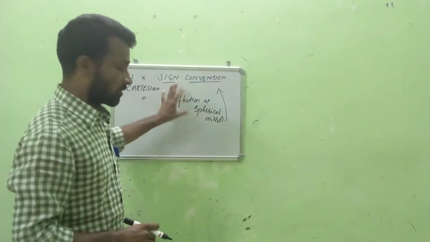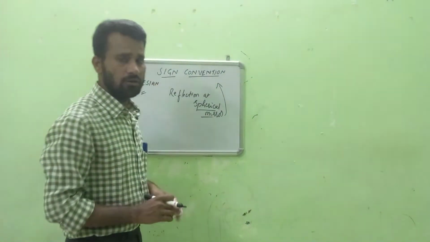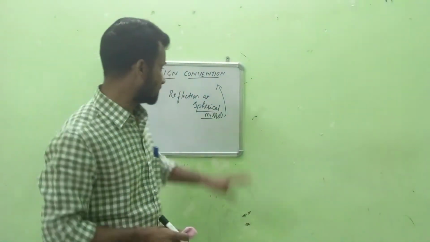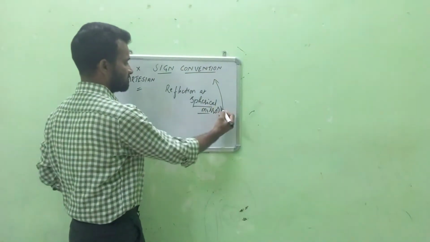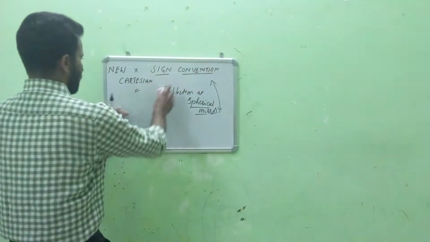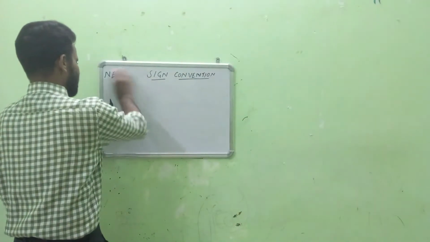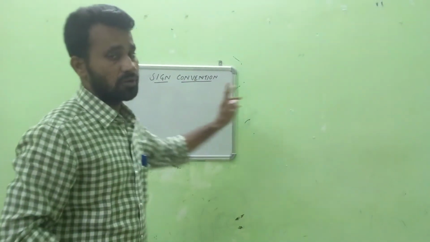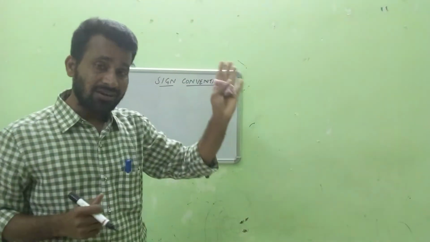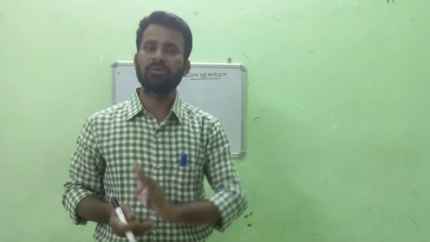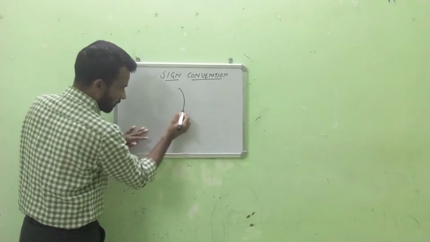right? Now I am talking about the sign convention for spherical mirrors. We will discuss this concept in the case of the lens also. Right now I am discussing the sign convention in the case of the spherical mirror. Here I am taking only a concave mirror, but you can apply these rules to the convex mirror also.